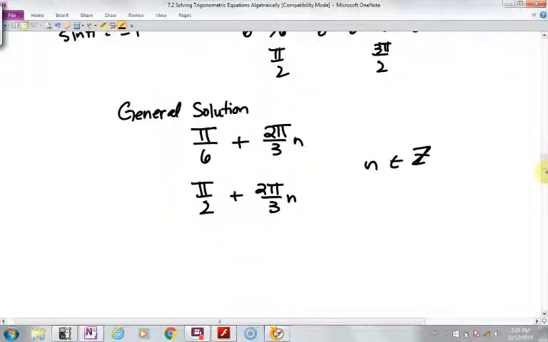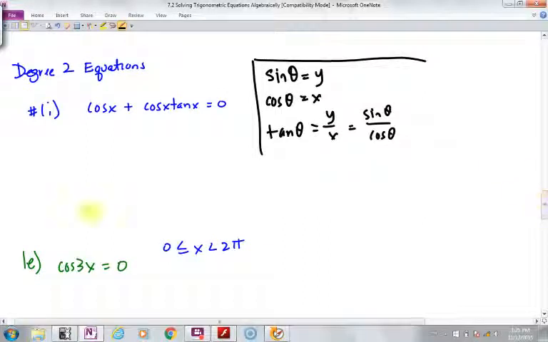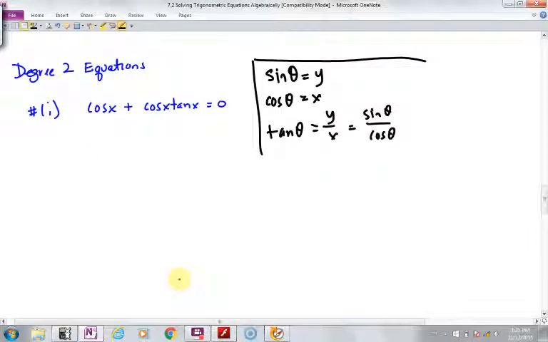Okay, next example. I'm not going to do this period change question. We just did a period change question. Okay? So this bit in the box here is just a little reminder.